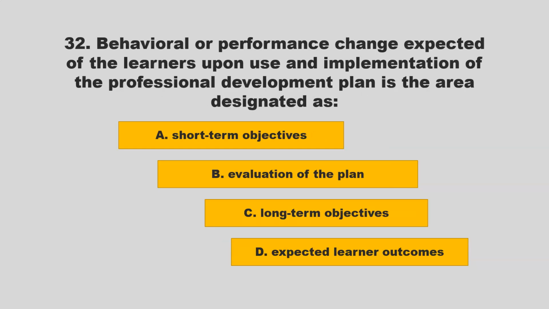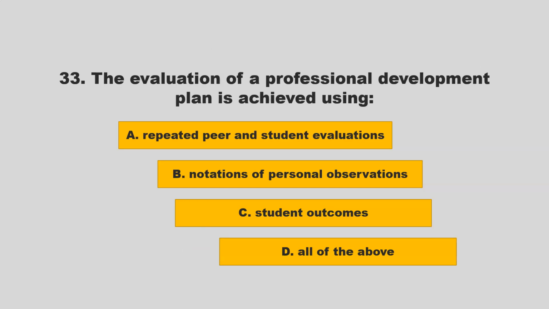Behavioral or performance change expected of the learners upon use and implementation of the professional development plan is the area designated as short-term objectives, evaluation of the plan, long-term objectives, expected learner outcomes. If you chose D, you are correct.